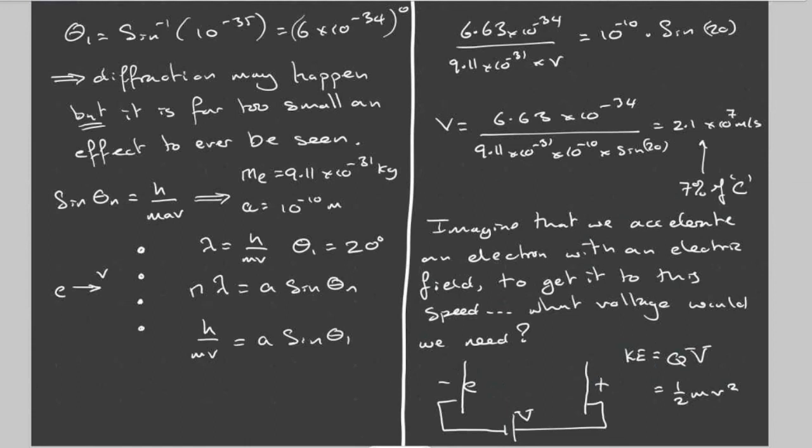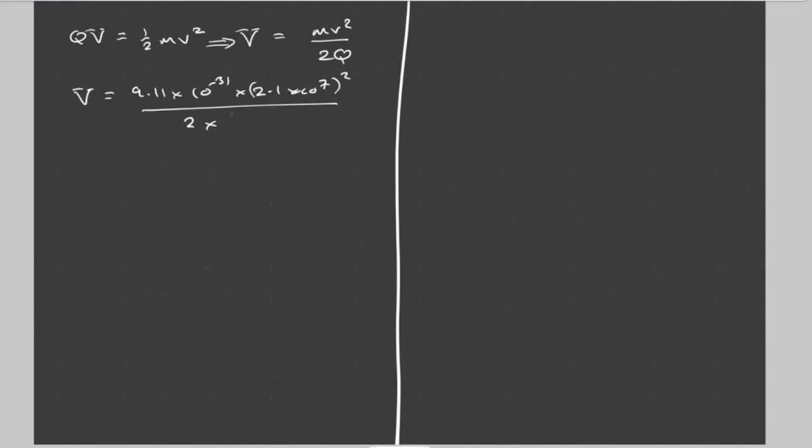Basically going to set QV equal to a half mv squared. So we need the voltage. So we rearrange this equation for voltage, which is mv squared over 2q. So the voltage needed is going to be given by 9.11 times 10 to the minus 31 times 2.1 times 10 to the 7 squared, divided by 2 times the charge of an electron. And the charge of an electron is 1.6 times 10 to the minus 19 of a coulomb. So that gives a voltage required of 1.3 times 10 to the 3 volts. And that's 1300 volts, just over 1 kilovolt.